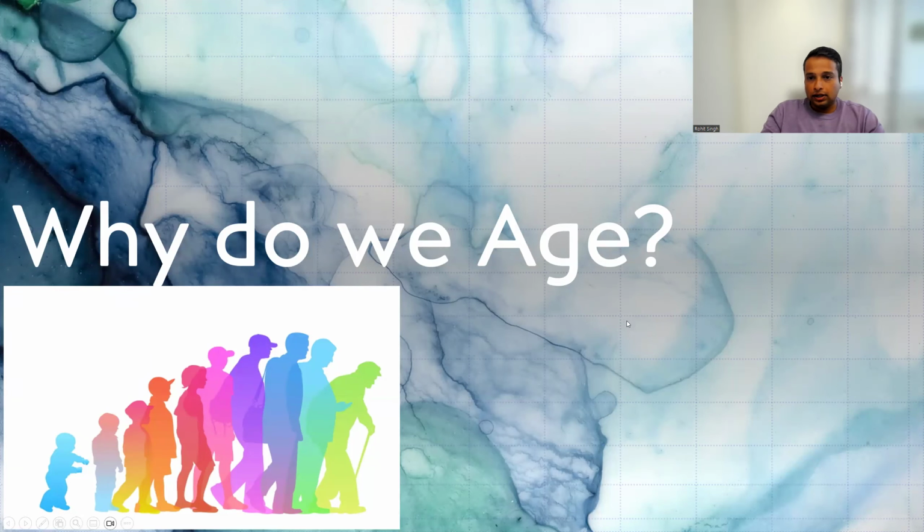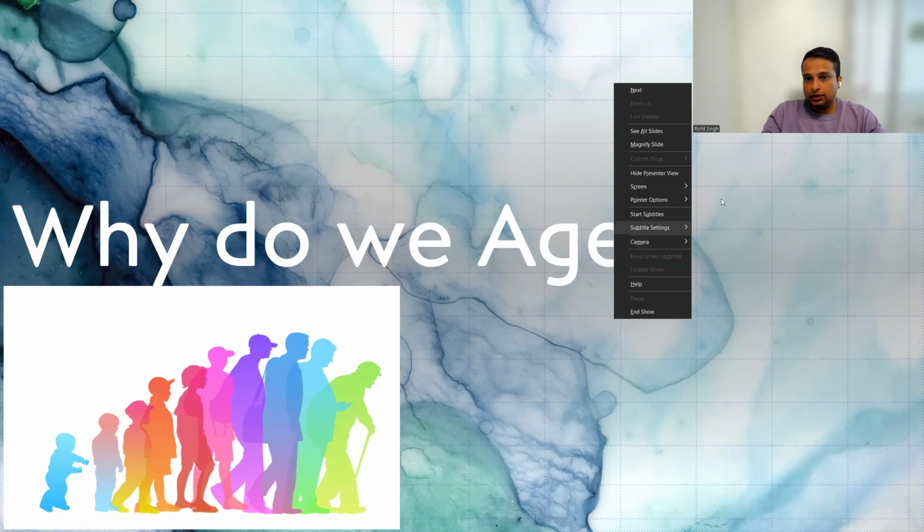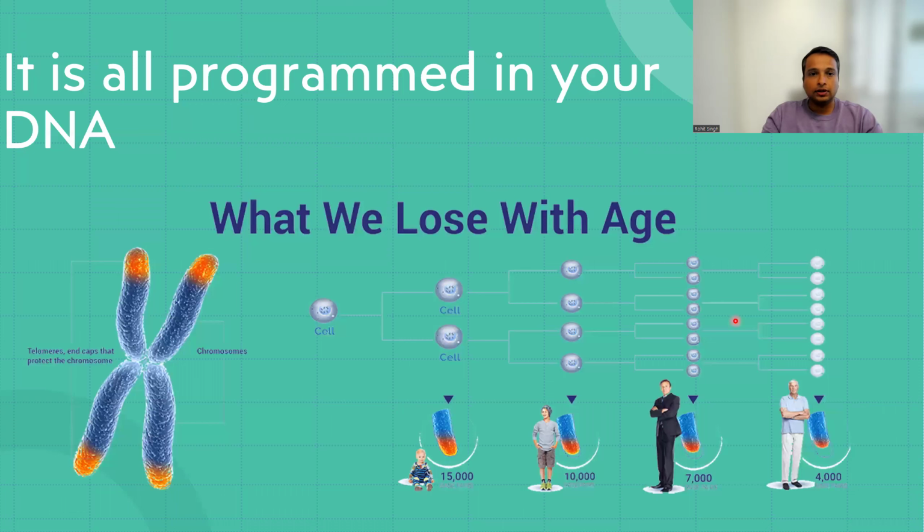So let me put up my pointer so you guys can see. If I want to answer, there are two major biological processes which cause you to age. One is called telomere shortening, and that's all in your DNA.